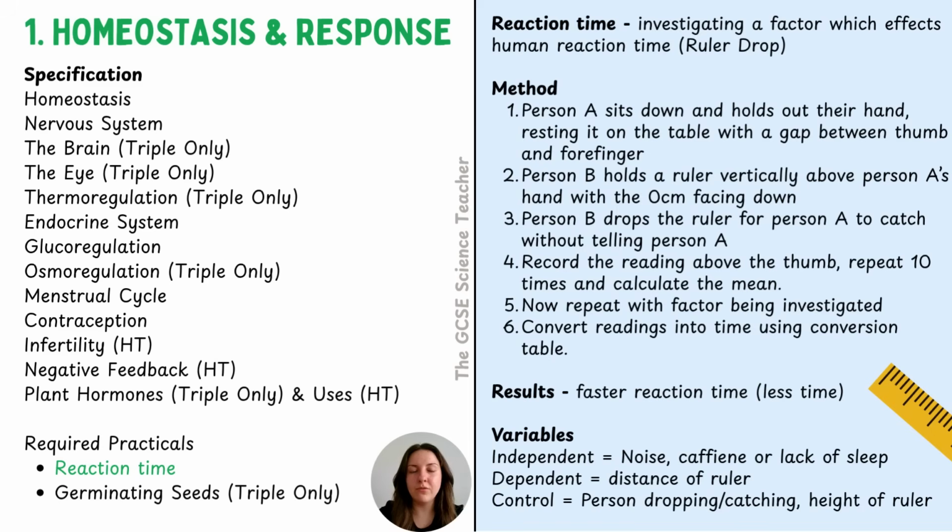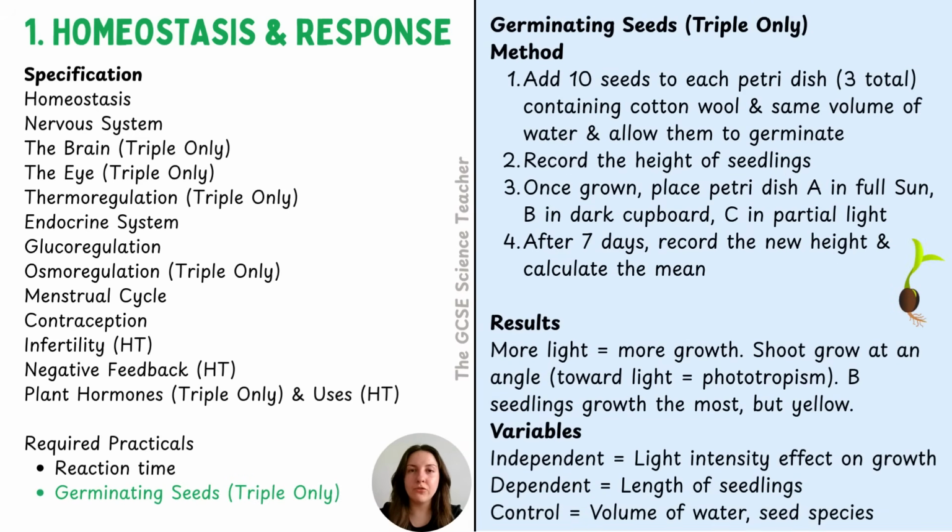You also need to know about the different variables such as control and dependent. So the dependent variable is the centimeter length reading, and the controls include the height of the ruler and the person catching.